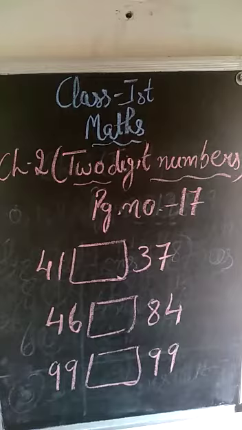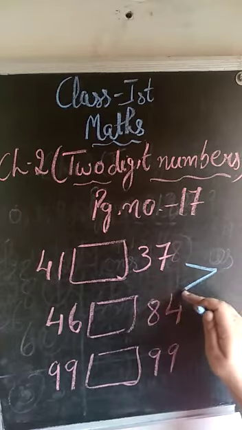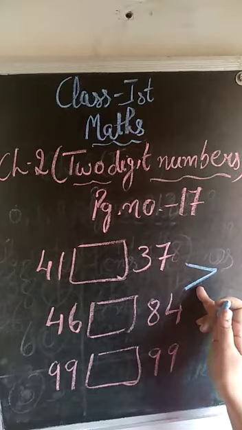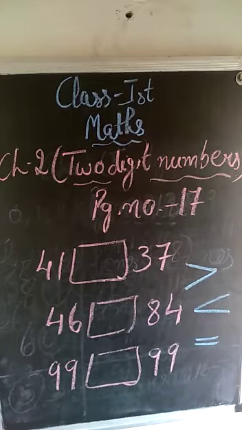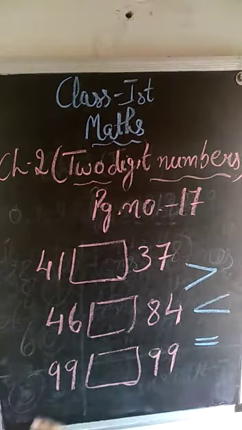Greater than means, when we write the numbers, on the side where the number is greater, we are supposed to put the open side of this sign. This is known as the greater than sign. This one is for the smaller than sign, and this one is for the sign of equality. You can also imagine it in the manner of a crocodile. This crocodile likes to eat more and more toffees, and where he gets more toffees, he will open his mouth.